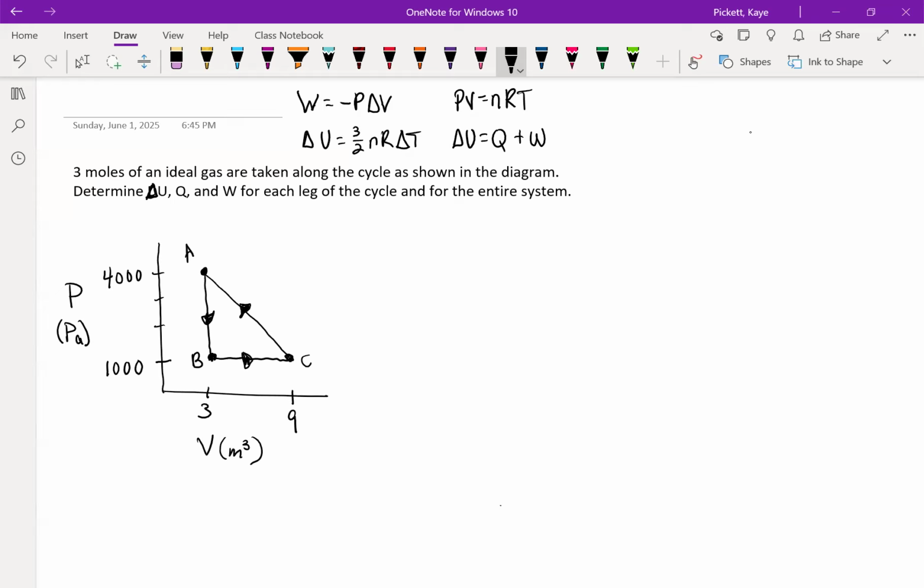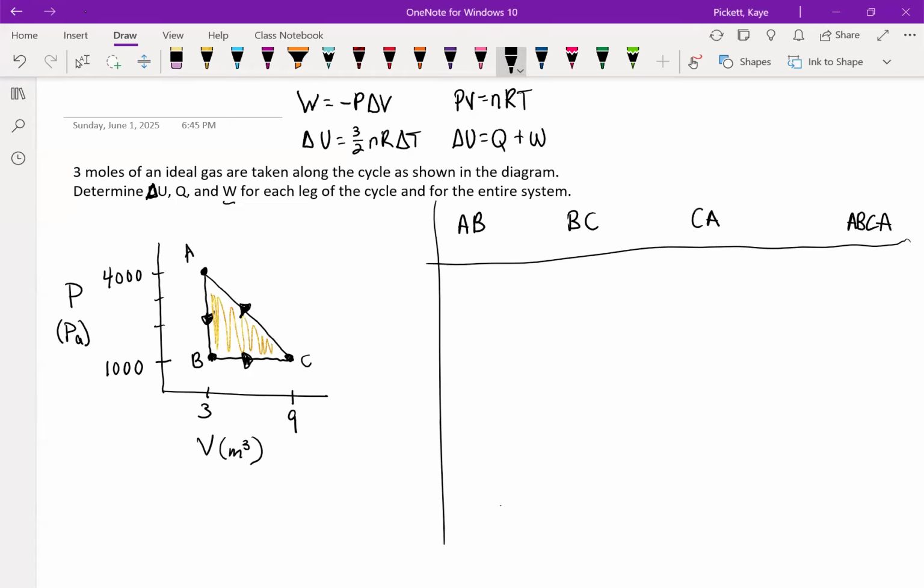I'm going to go ahead and look at the work first. The work is by far the easiest of the 3 things to calculate. And since we want each leg and we want the entire cycle, there's my cycle. So I want all of that. So we're going to go ahead and make a chart. I'm going to say this is leg AB, this is leg BC, this is leg CA, and this is ABCA, or the entire cycle.